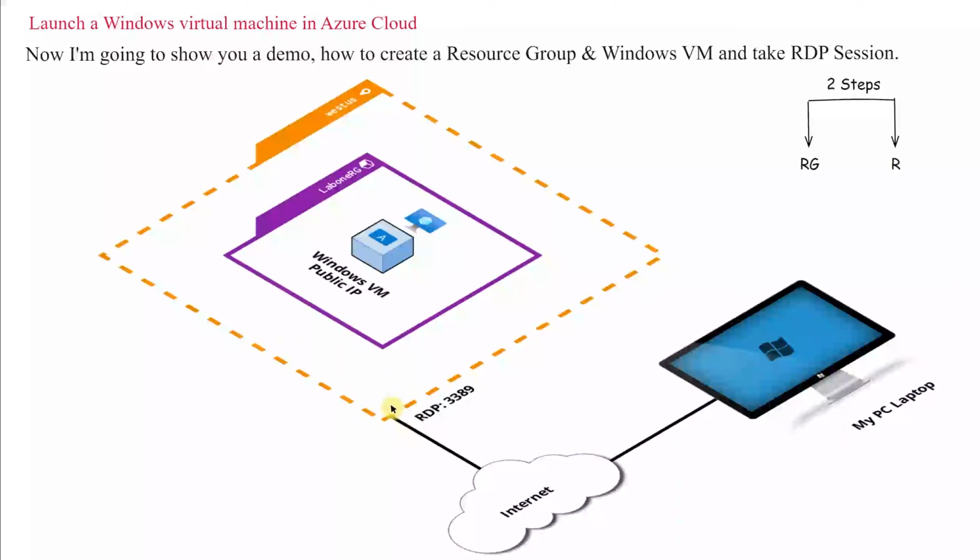Now I'm going to show you a demo of how to create a resource group and VM and take the RDP session of that. This is the resource group we are going to create with the name lab 1. It's in a region, and I'm going to install one Windows VM with a public IP address. After that, from my laptop, I'm going to connect through RDP to this VM, which is installed on Azure. For this, we need to follow two steps. First, we need to create a resource group. Then we need to create a resource.